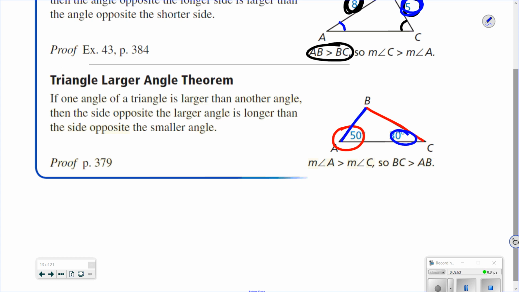So which one's a bigger angle? The 50 degrees is bigger. So that means that side BC, maybe actually I'll stick with my colors, that means that side BC, which is outlined in red there, has to be bigger than the side opposite the 30-degree angle, which is AB. So longer sides are opposite the bigger angles, shorter sides are opposite the smaller angles, and it goes both directions.